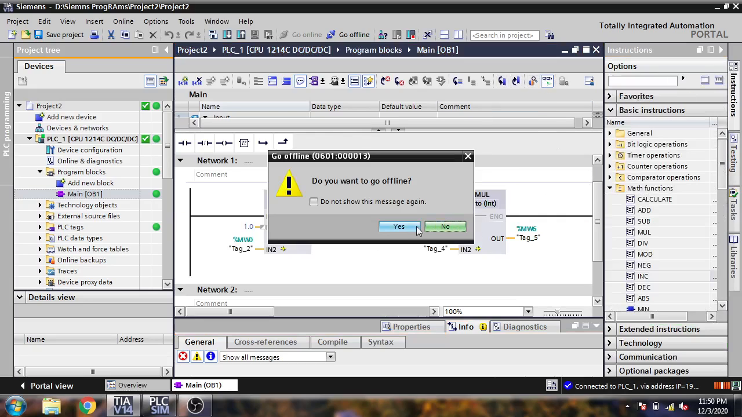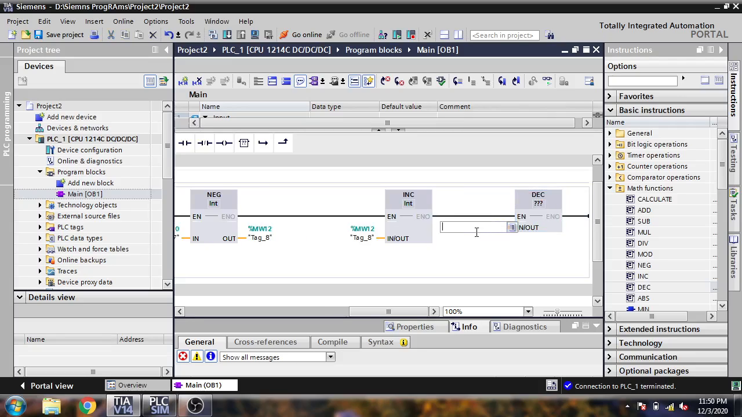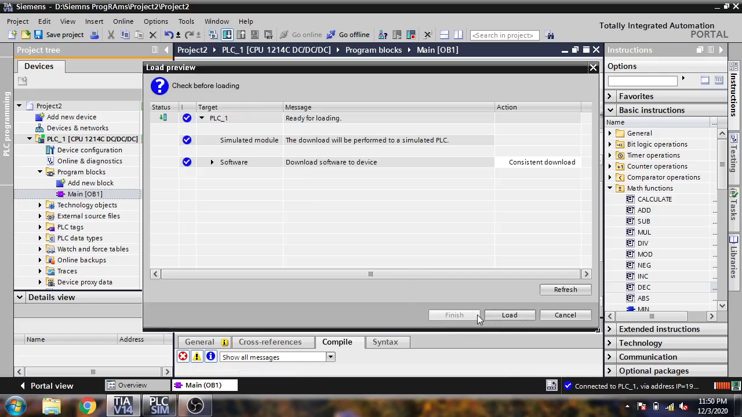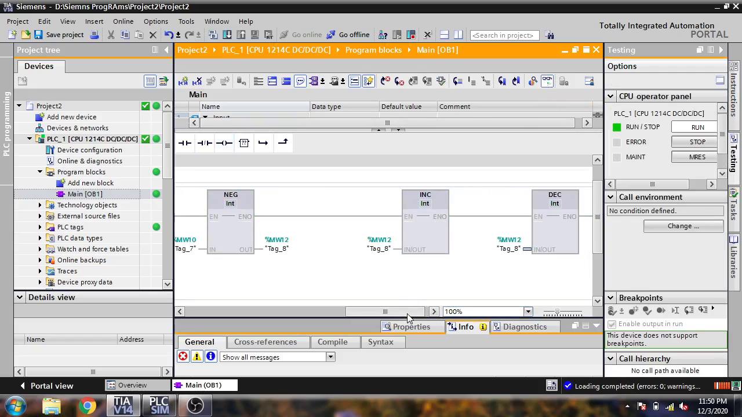Now I am going to use a decrement here, and I am also using MW12 there. I am going to compile it, and you will see how it is going to work. I just compile it, download it to my PLC. Now I am going online. You will see it will show again -9 because it will decrement, because -9 is smaller than -8.